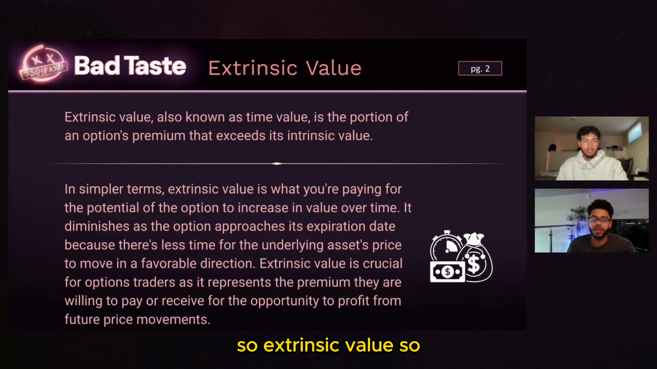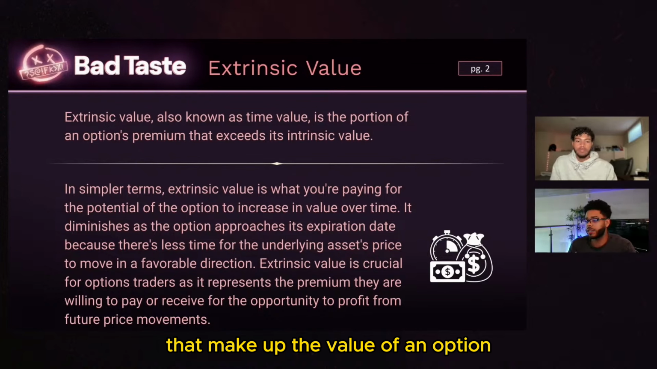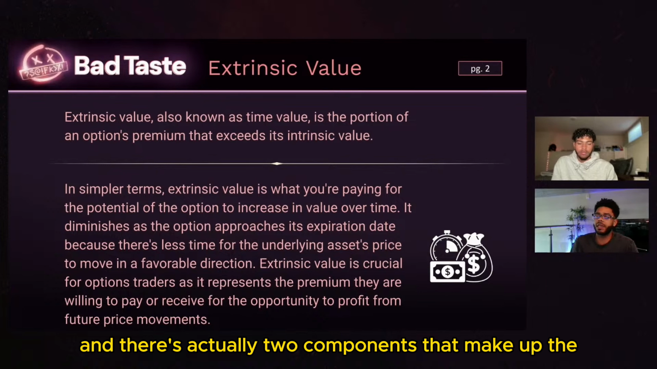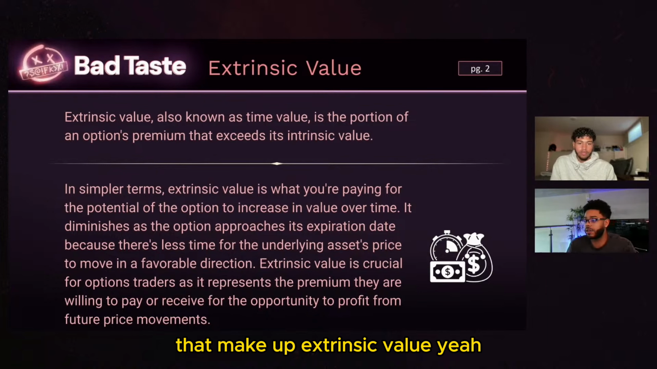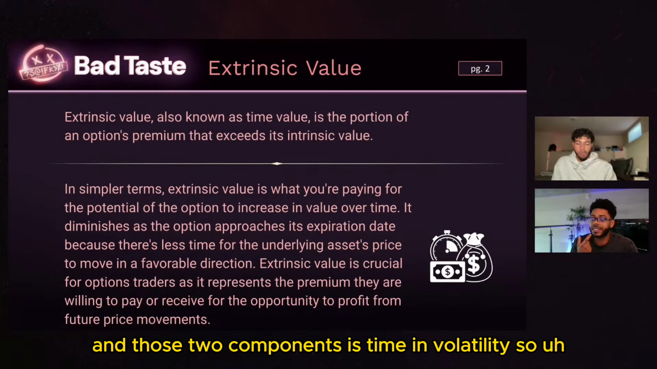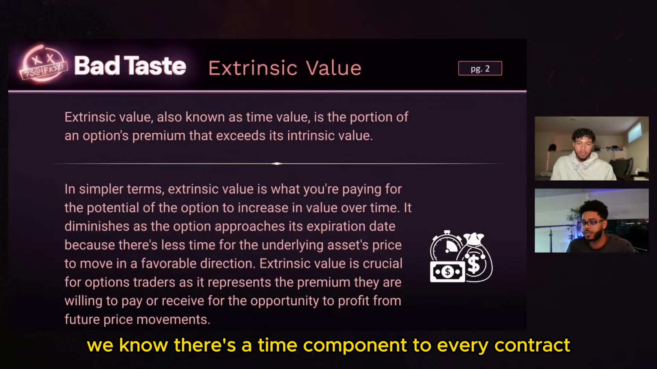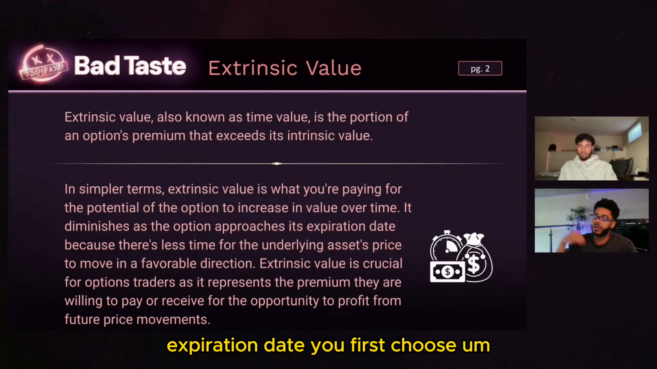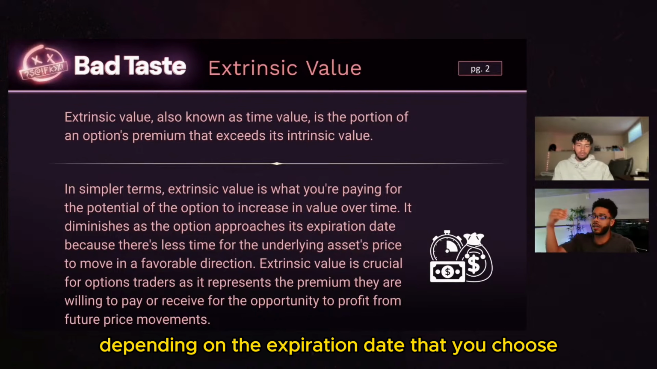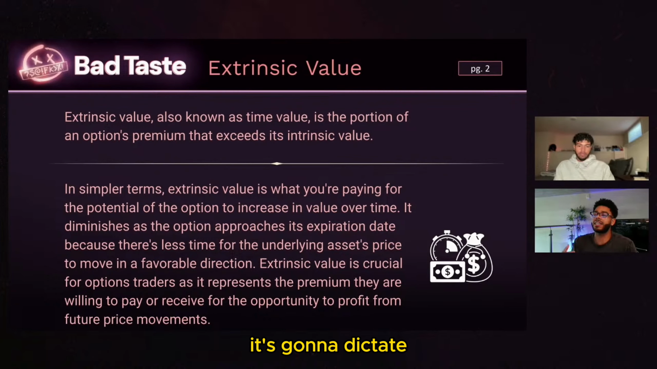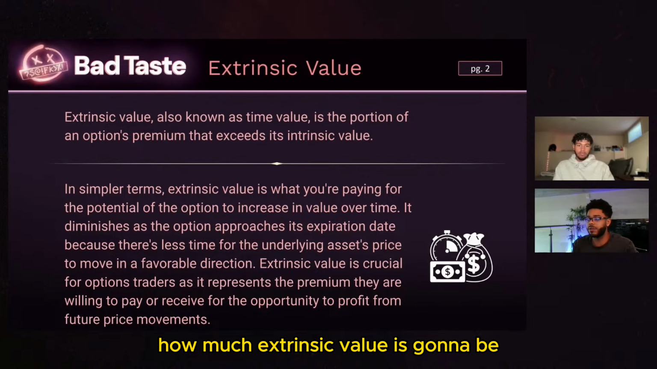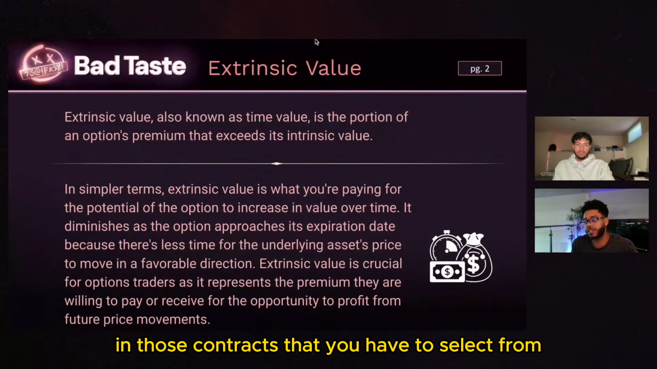So there are two components that make up the value of an option, and there are actually two components that make up extrinsic value. And those two components are time and volatility. So where does the time component come in? Obviously, we know there's a time component to every contract, but that really starts with which expiration date you first choose. And that's going to dictate how much extrinsic value is going to be in those contracts that you have to select from.